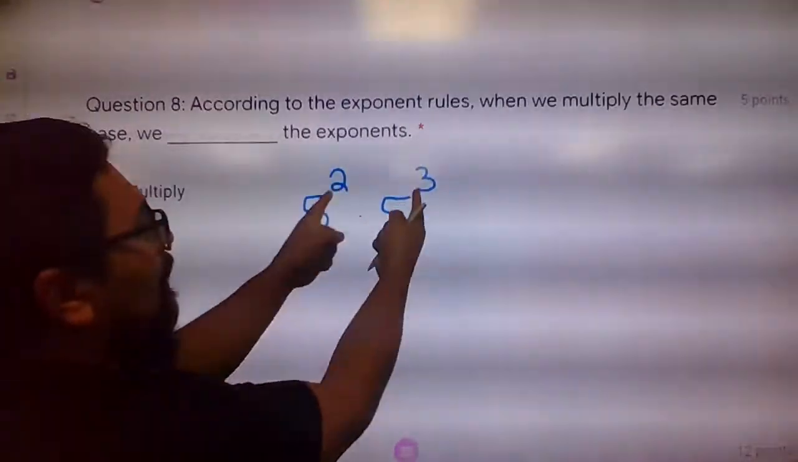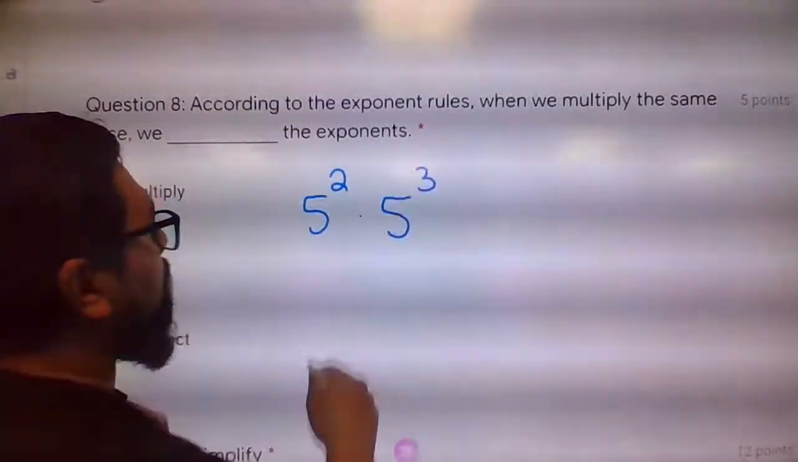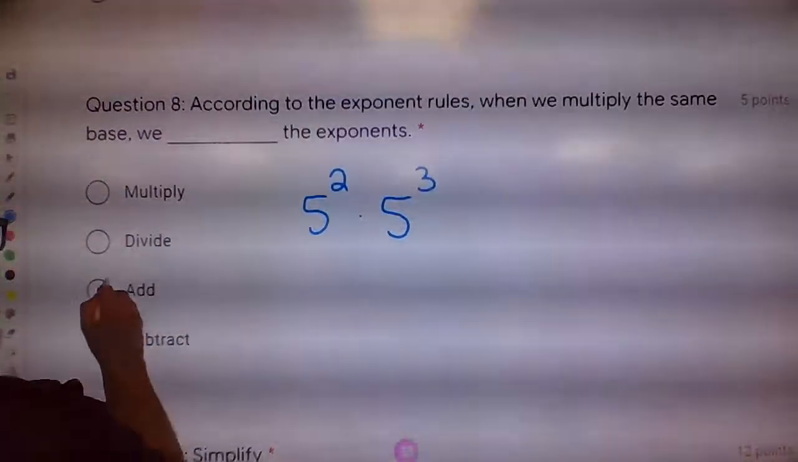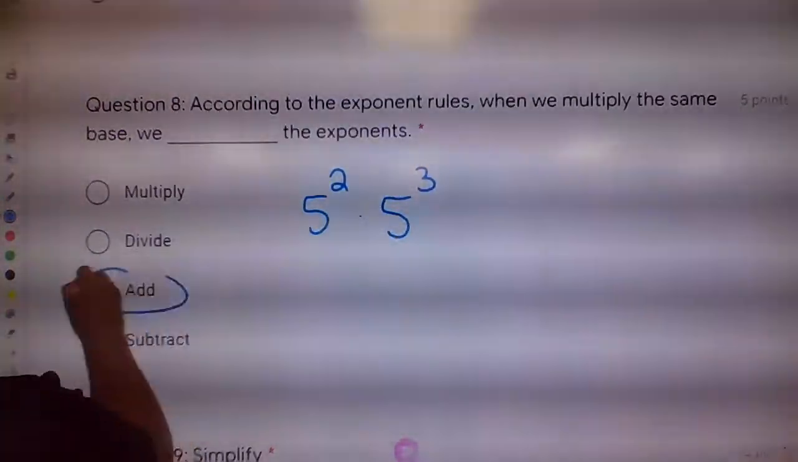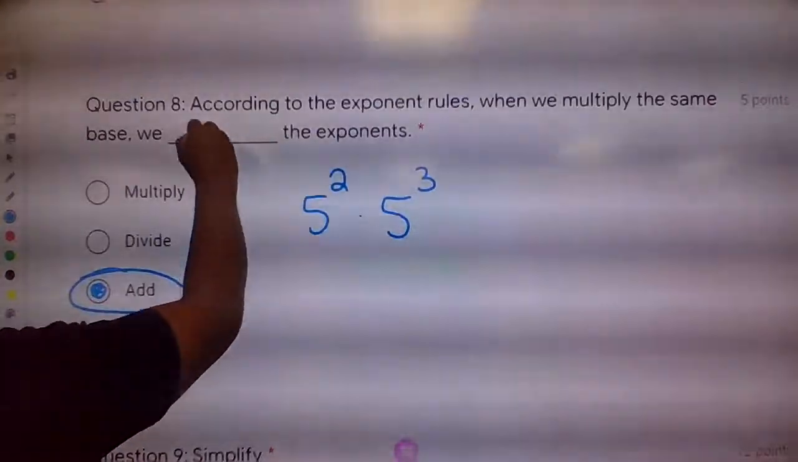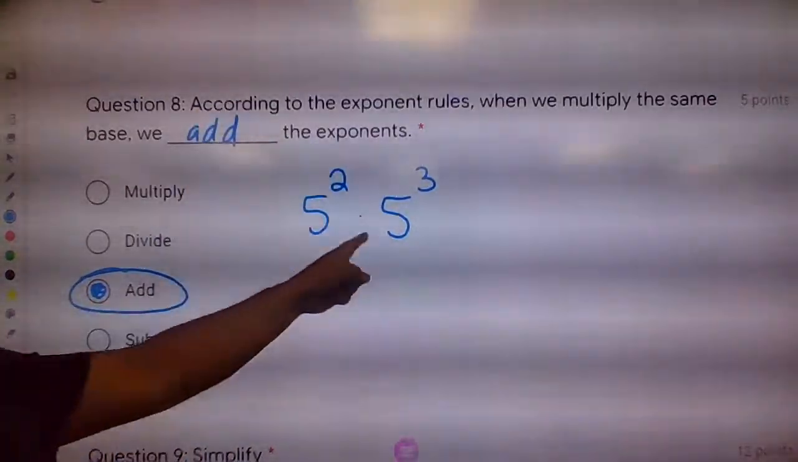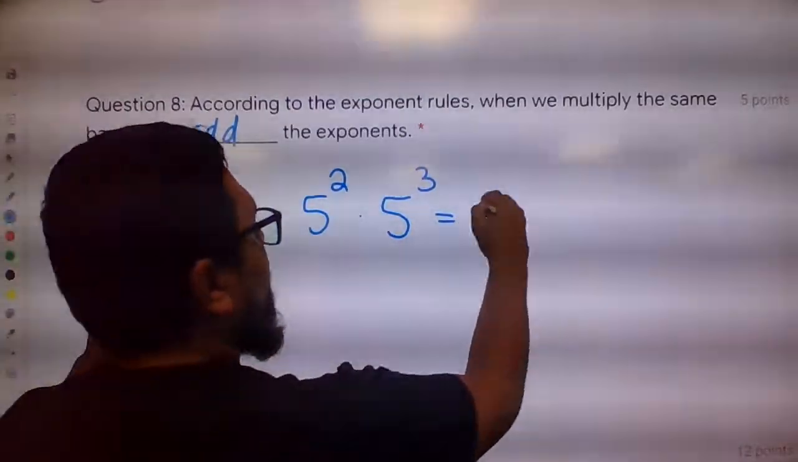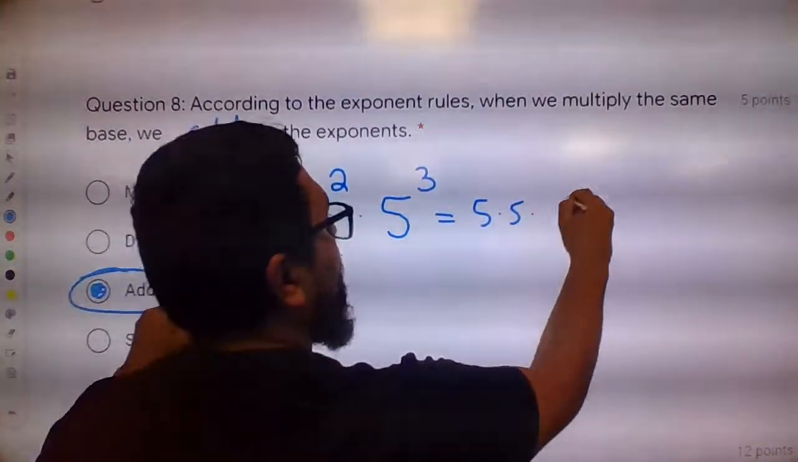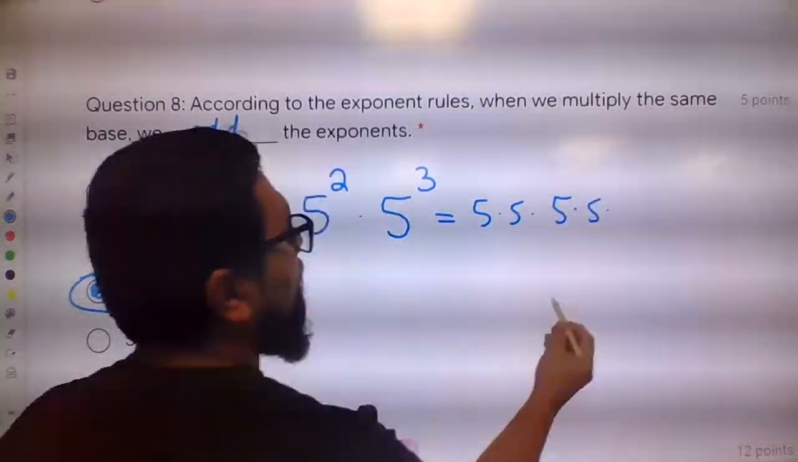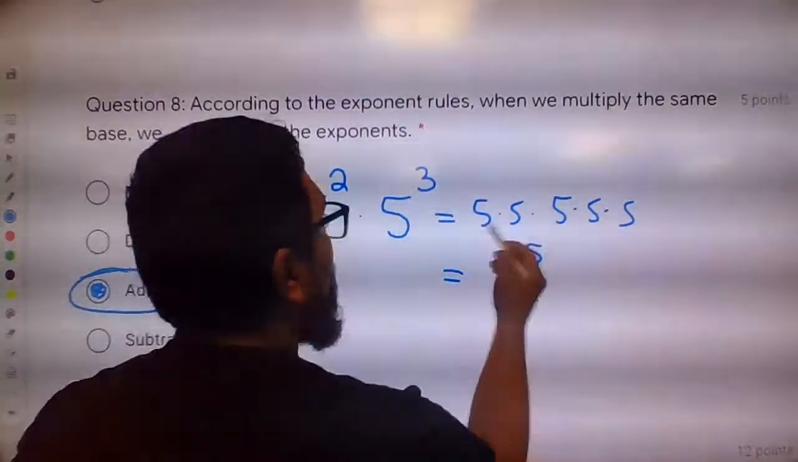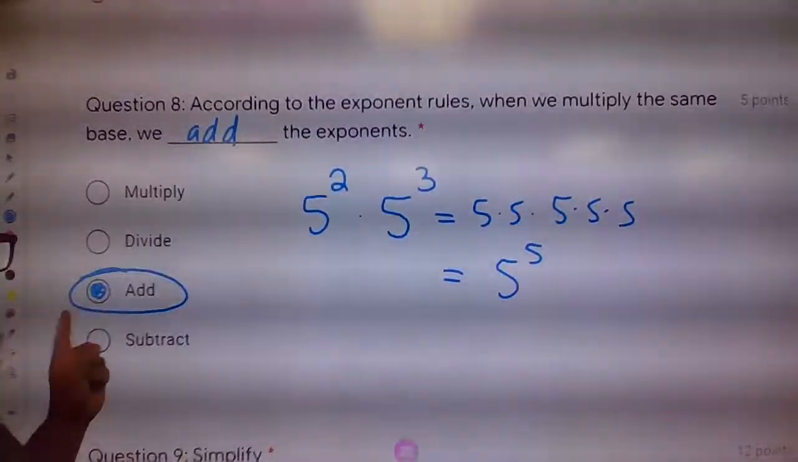They have different exponents. What do we do to the exponents? We add them. Okay, we add the exponents, because remember, this ends up being 5 times 5, 5 times 5 times 5. How many? It's 5 to the 5th. So we add the exponents, okay?